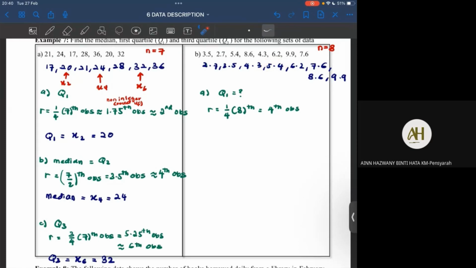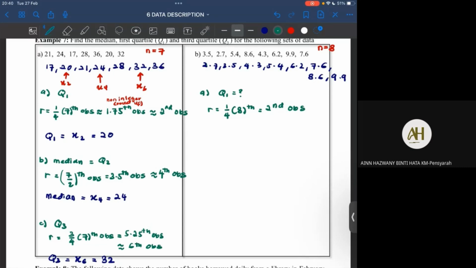Okay, jawapan dia bukan observation yang keempat. Second. Sorry, second. Okay, sebab tu saya cakap kena buat observation, kena tulis observation kat belakang supaya kamu jelas yang ini belum jawapan dia, ini baru observation kita.